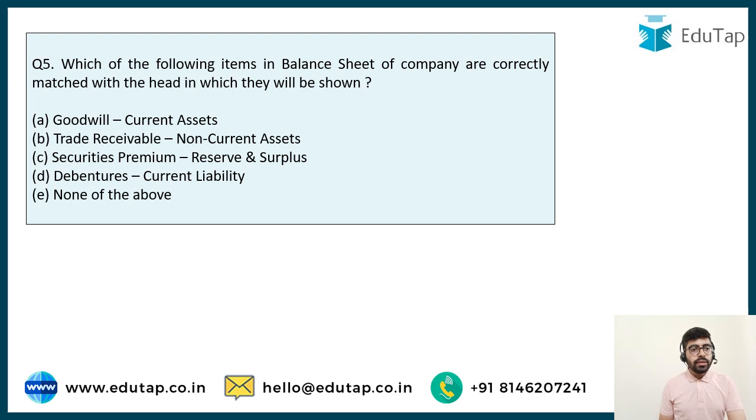So now here's another question. Which of the following items in the balance sheet of a company are correctly matched with the head in which they will be shown? We have discussed all the basic aspects of the balance sheet. So now I would like you to answer this particular question. If your concepts are clear, if you have understood everything till now, you would be able to easily answer this question. Goodwill, current asset. Trade receivable, non-current asset. Securities premium, reserves and surplus. Debentures, current liability, or none of the above.